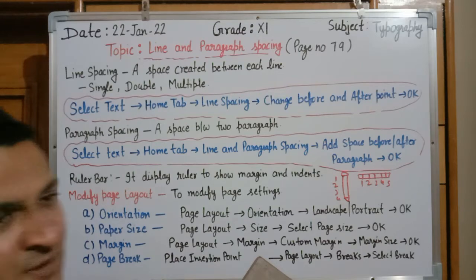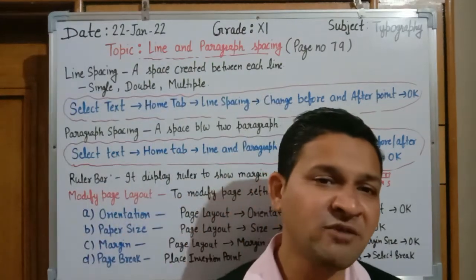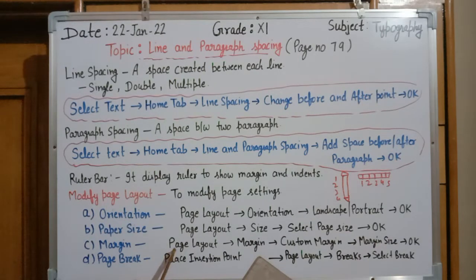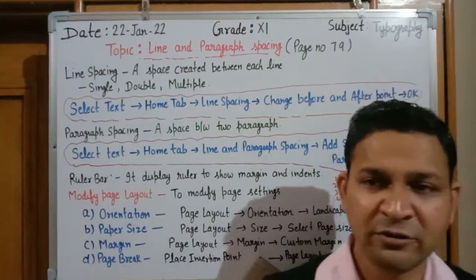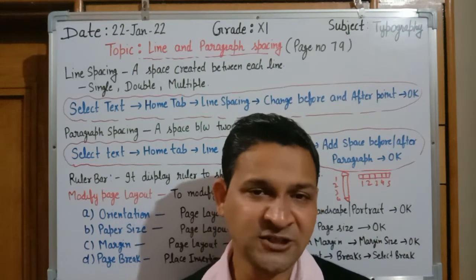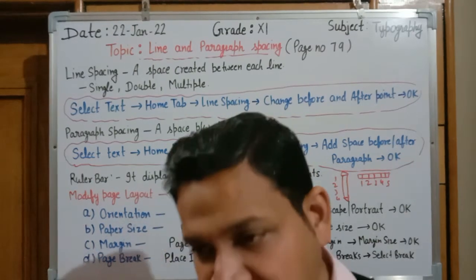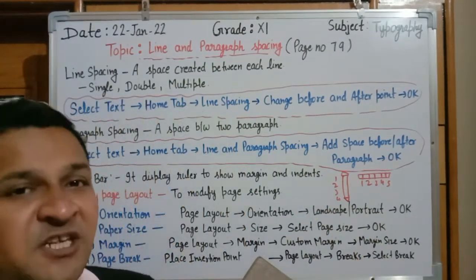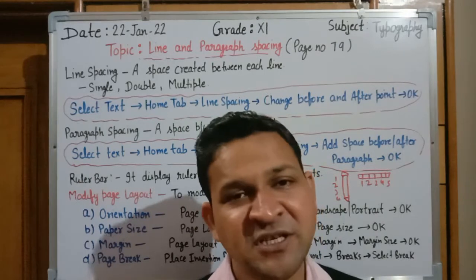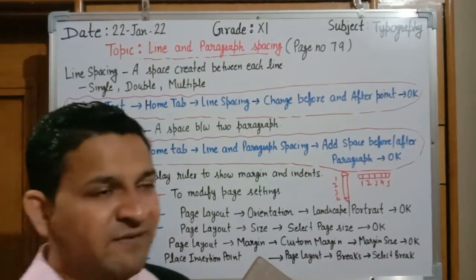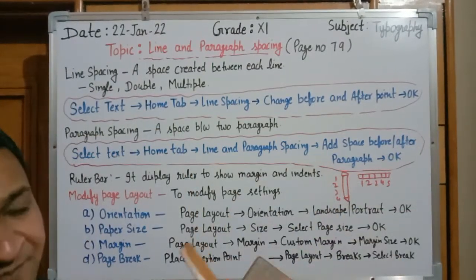Next is margin. Margin is a space, how much space you are giving from the left side, right side, top side or bottom side. Go to the page layout option, then select margin. In margin, by default 6-7 types of margins are available in the drop down list. Normal is your default setting. You can select any one of these options.